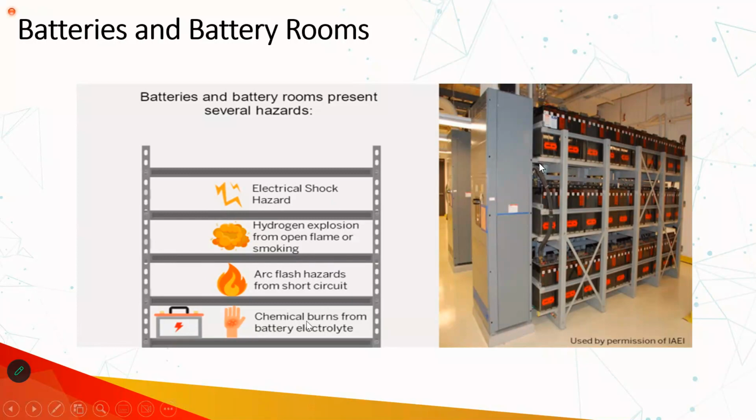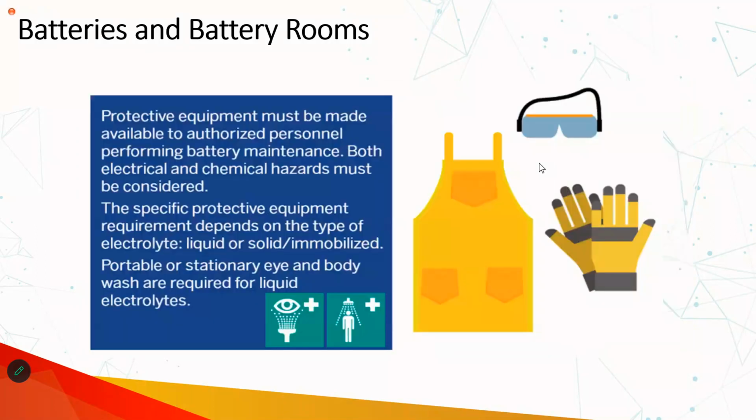Then there is a chemical burn from the battery and battery electrolyte. Those are the hazards associated with batteries and battery rooms. So there are four hazards, and you have to keep these in your mind. Protective equipment must be made available to authorized personnel performing battery maintenance. Both electrical and chemical hazards must be considered.